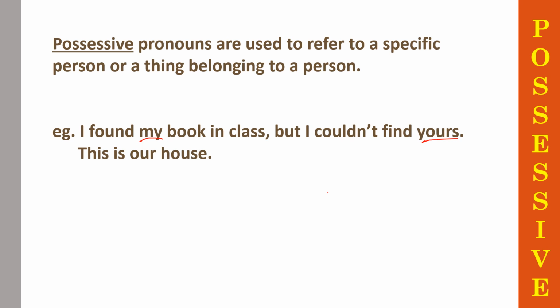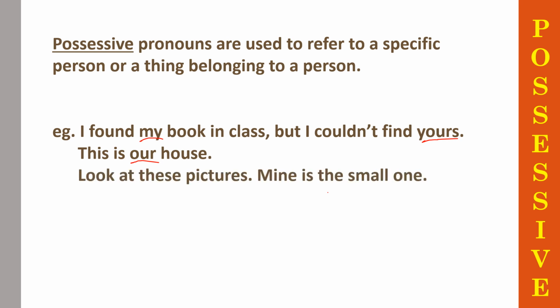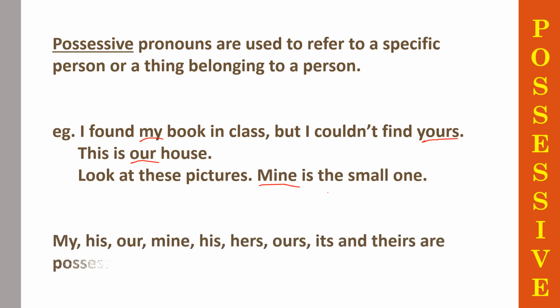This is our house, belonging to us. So, our house. Look at these pictures. Mine is the small one. So, mine, my picture. That is a possessive pronoun. My, your, his, our, mine, his, hers, ours, its, and theirs are possessive pronouns.